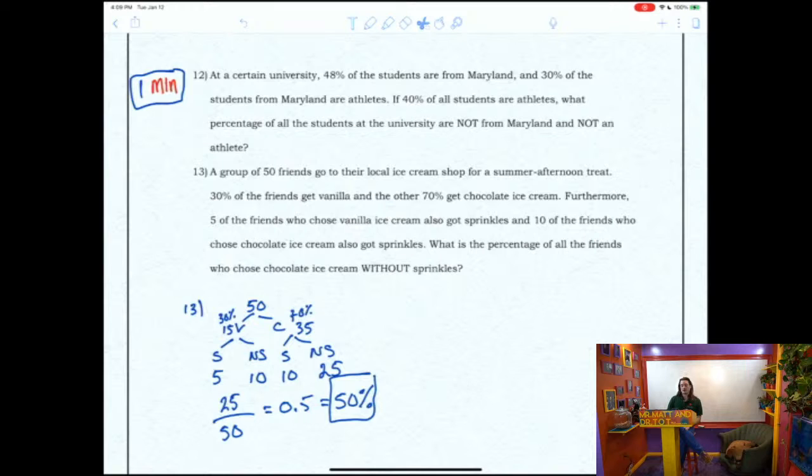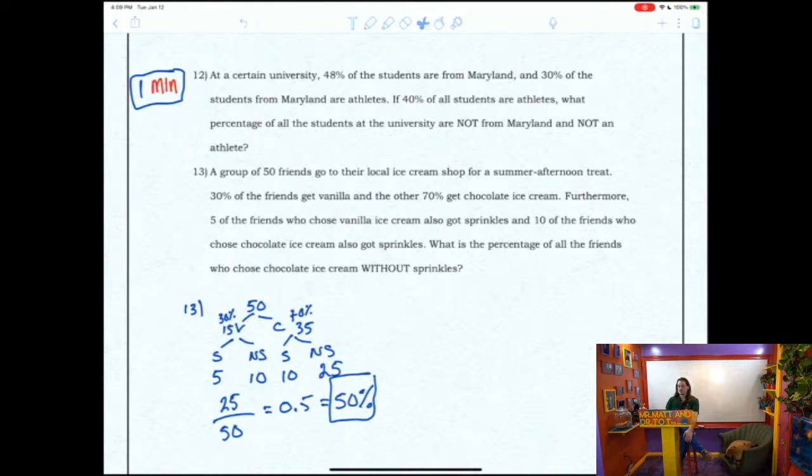70% of the friends chose chocolate ice cream. So 35 friends, 35 people chose chocolate ice cream. They say of those 35, 10 chose to get sprinkles, which means that 35 minus 10, or 25 people chose chocolate ice cream with no sprinkles. 25 out of the total 50 represents 50% of the friends got chocolate ice cream without sprinkles.